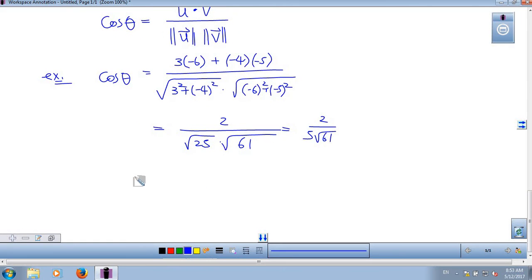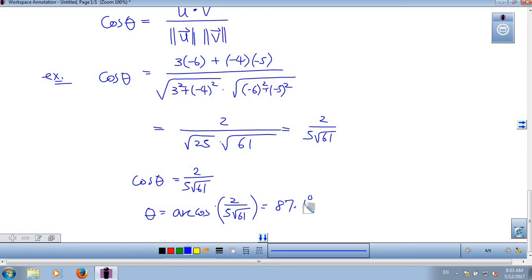Now this is the cosine value of theta. So what do we have to do to find theta? We have to use arc cosine, or inverse cosine, of 2 divided by 5 times the square root of 61. Let's type it into the calculator and do the arc cosine. It came out to be about 87.1 degrees. So that's one way to use the dot product to help us figure out the angles between two vectors.